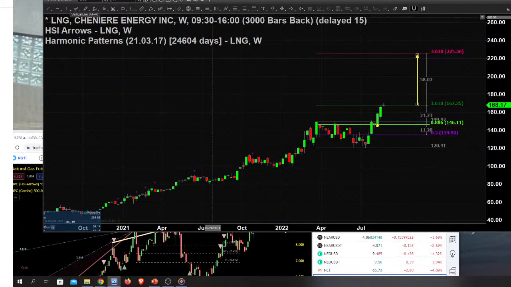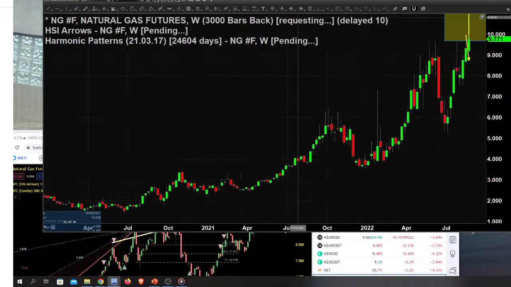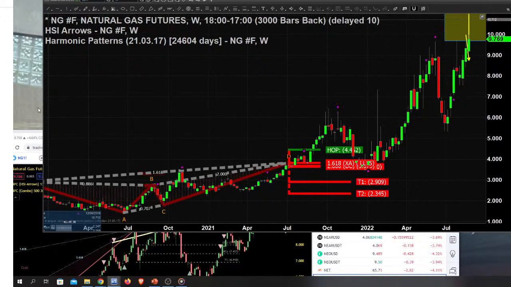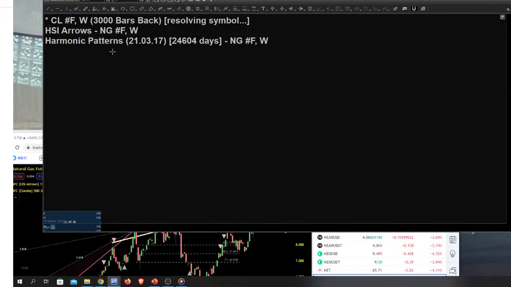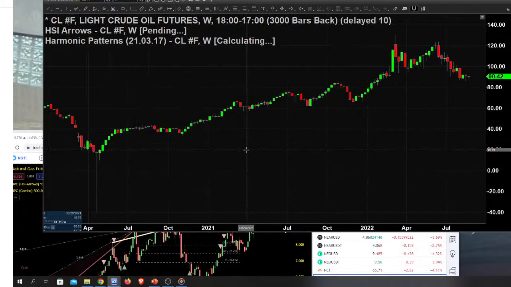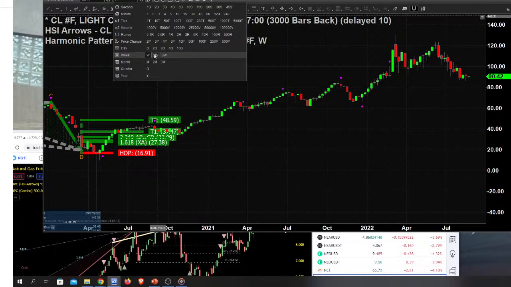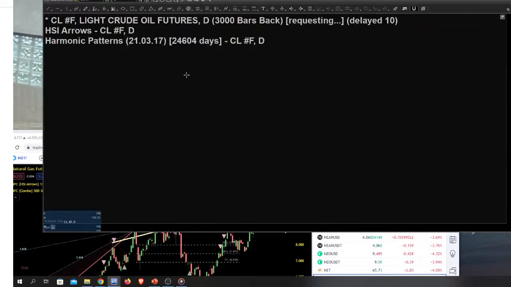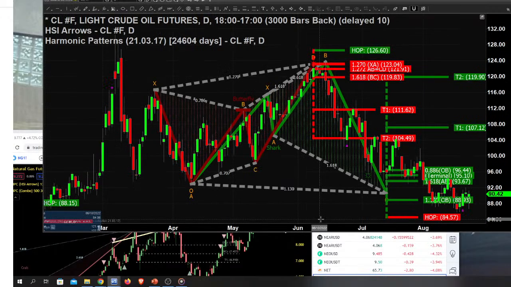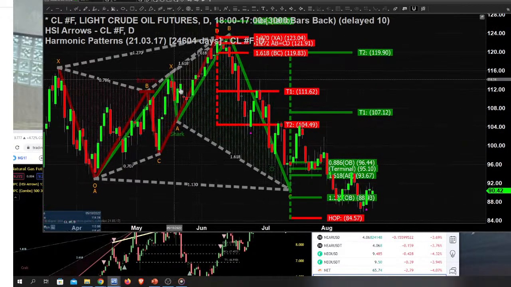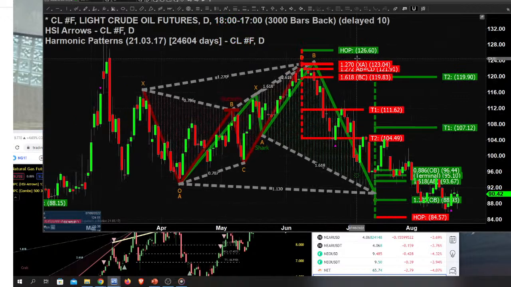And it's a bit different than, say, crude. The crude market looks like it's tired. Crude's like this. All right, there's your weekly. We did have something on the daily. I think it's a shark on crude oil. Yeah, there you go. Okay, beautiful. I know we were talking about this last week. And crude oil, did that get down to almost hit the hop at 84.57?